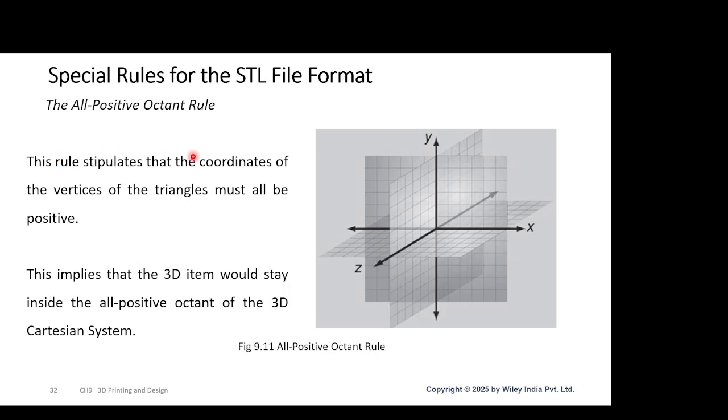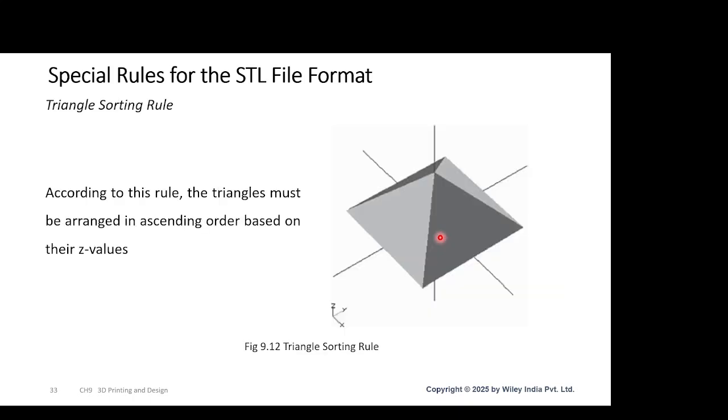Special rules: the all-positive octant rule. As the name suggests, this rule stipulates that the coordinates of the vertices of the triangle must all be positive. This implies that 3D items should stay inside the all-positive octant, so no negative values, all positive values would be retained. Then the next, the triangle sorting rule, says that the triangles must be arranged in ascending order based on their z values. Every triangle has an x value, y value, z value. They should be sorted in ascending order of their z value. So this was all about 3D printing.